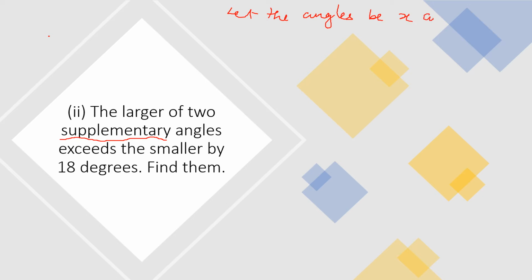Let the angles be x and y. Okay. Now, what is given about these angles? One angle is larger. The larger of the two angles exceeds the smaller by 18 degrees.